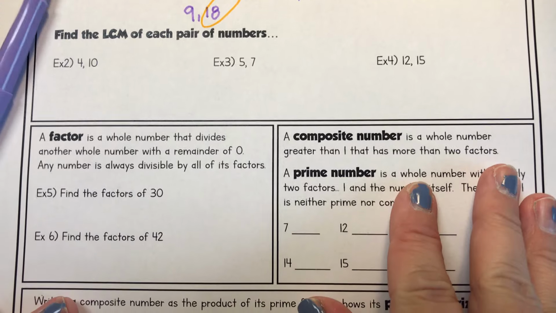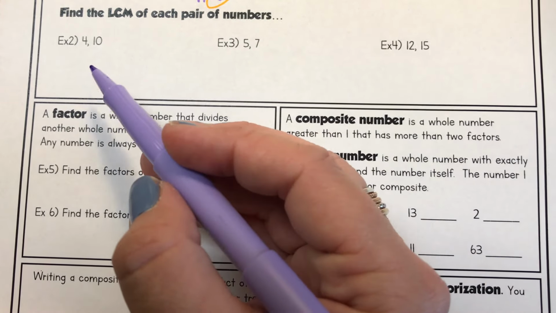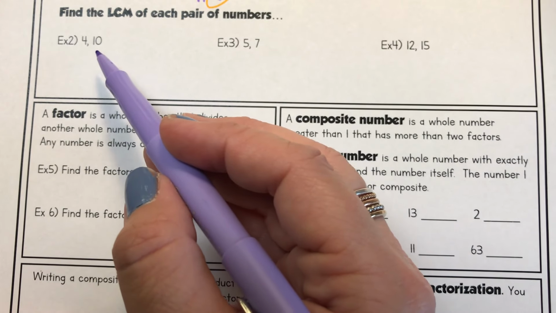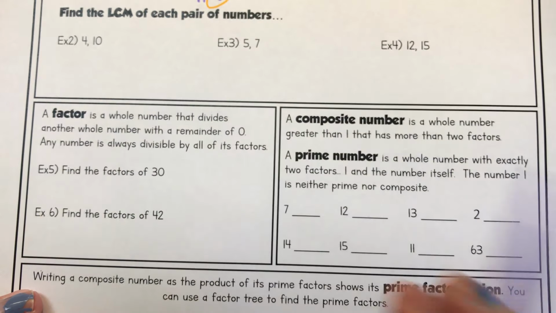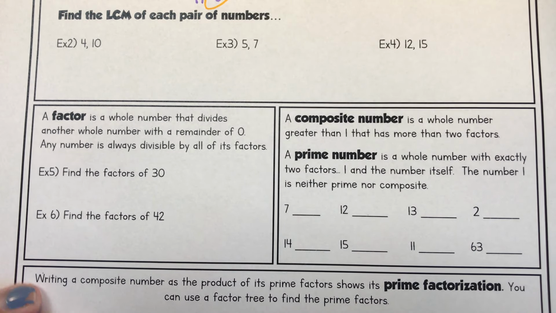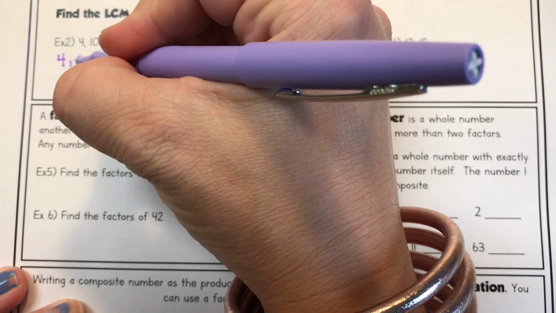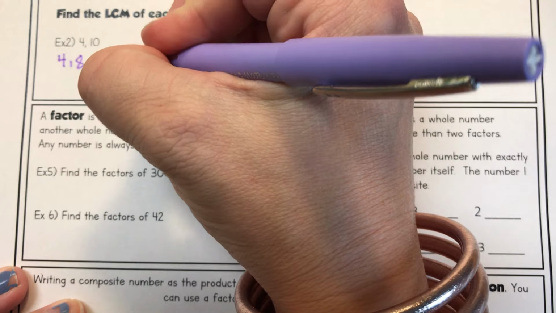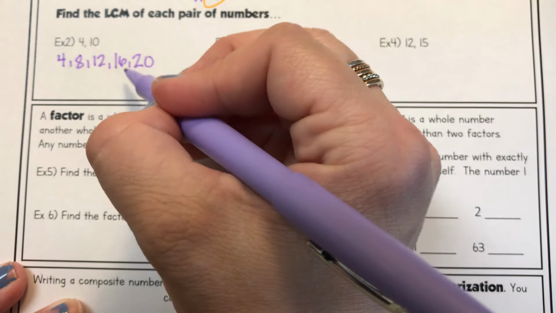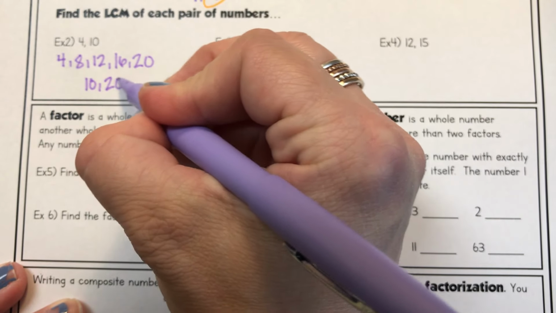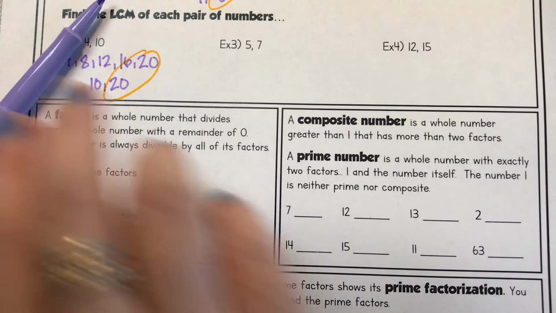Last week we worked on our divisibility rules, and those will come in handy because, for example, if I'm looking for a multiple of 4 and 10, I can list out my multiples of 4, and I know that if it's going to be divisible by 10, it has to end in a 0. So tell me when we get to one that ends in a 0. 4, 8, 12, 16, 20. I'm stopping there because I know they're both divisible by 20, and that's the first one.